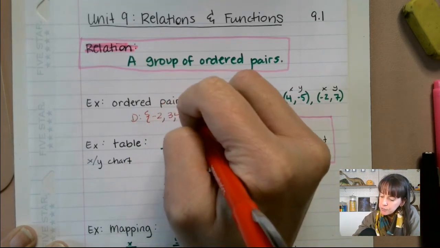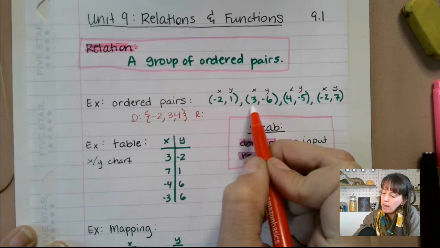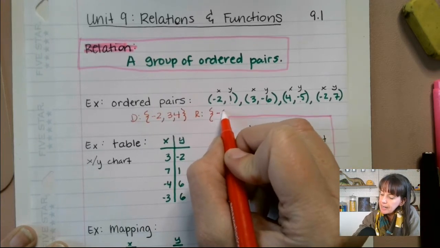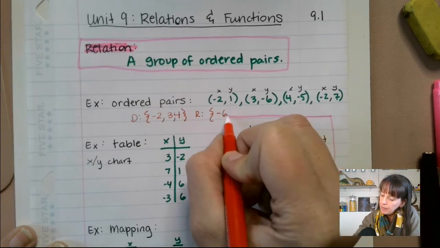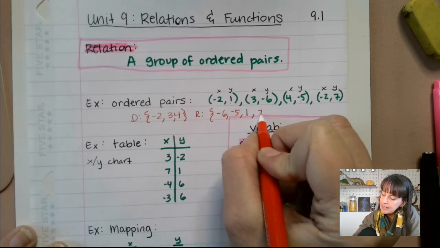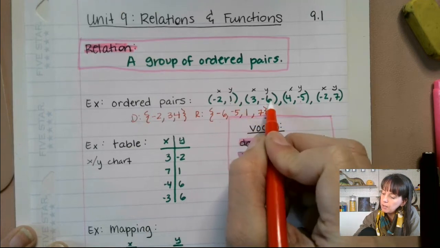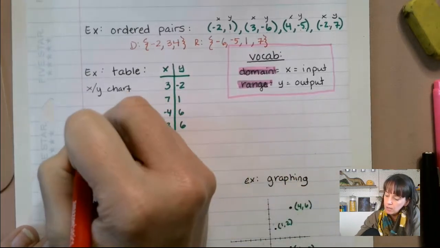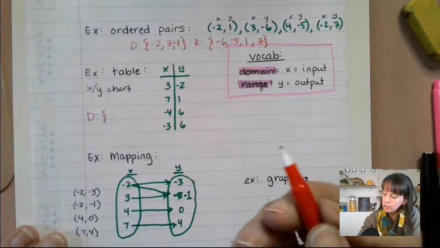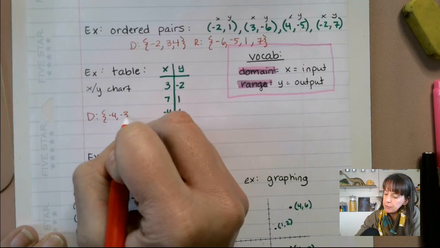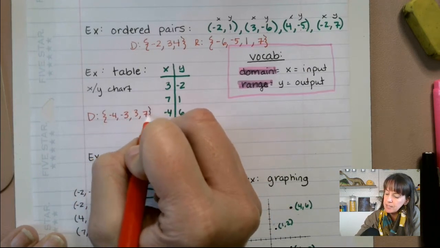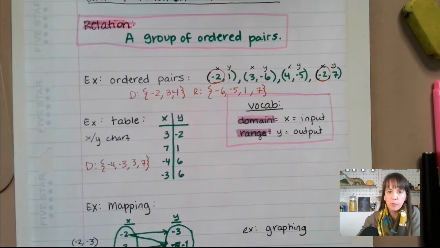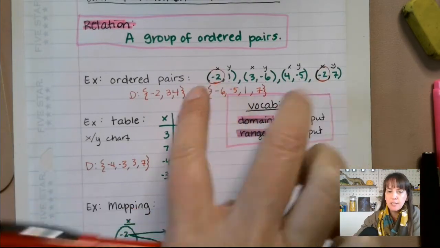Now, my range for this group is going to be my y. And again, you put it in order, but you don't repeat any that may repeat. So we say -6, -5, 1, and 7, because those are all of my y's there. For this table here, my domain are all of these. So you see -4, -3, 3, and 7. So this guy back up here, this one, this is not a function because you can see that the domain repeated, or the x repeated, right?